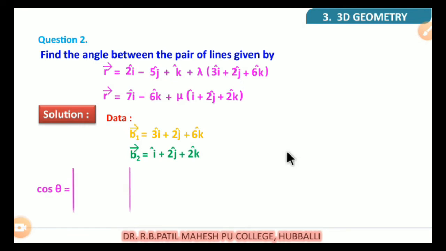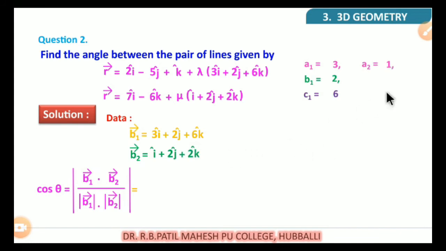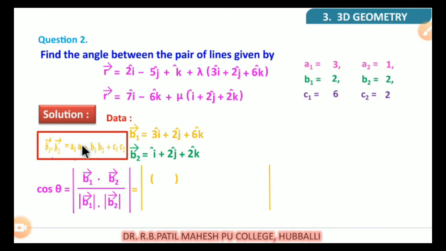Now the cos theta formula, that is whole modulus of b1 dot b2 divided by magnitude of b1 into magnitude of b2. Let us write down the values of a1 is equal to 3, b1 is equal to 2 and c1 is equal to 6. Similarly, a2 is equal to 1, b2 is equal to 2 and c2 is equal to 2. Now write down here the dot product of these two vectors within the whole modulus.